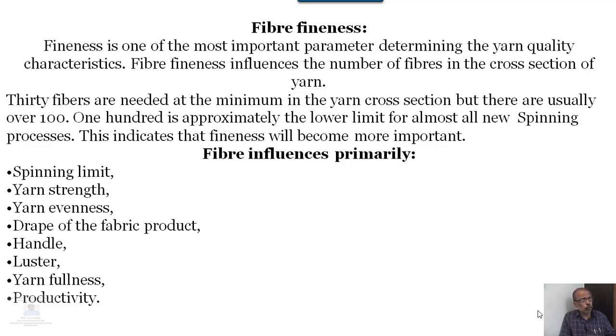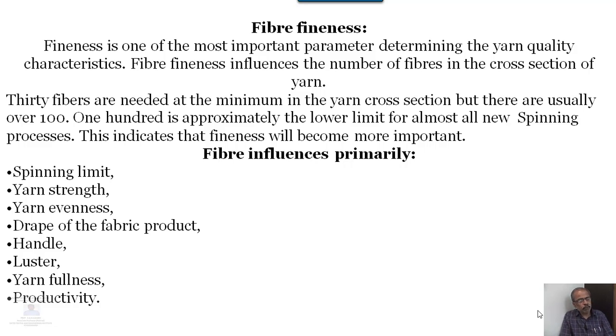Once one goes for a certain technology, these attributes will take a different shape. For example, in case of ring spinning, the length becomes of prime importance: length and length uniformity of the material. When we go for the rotor, the fineness becomes the important consideration, something like that.